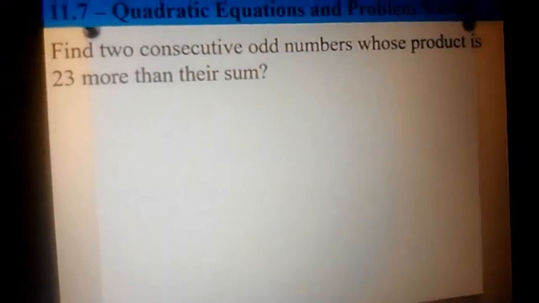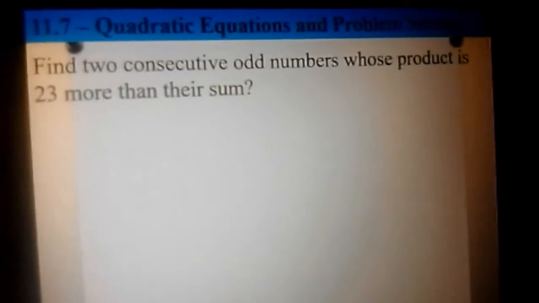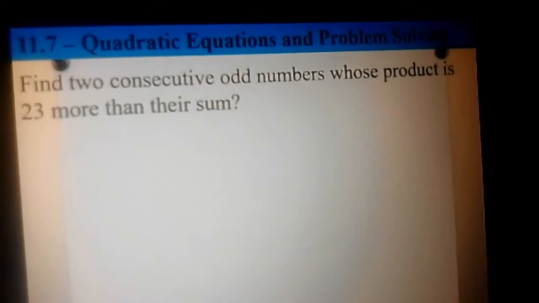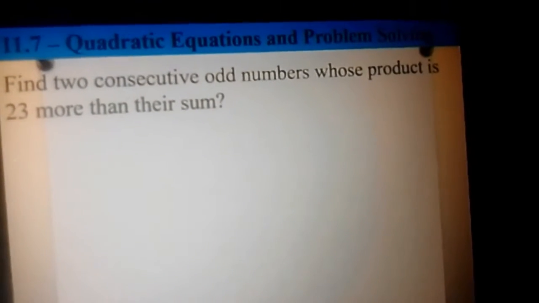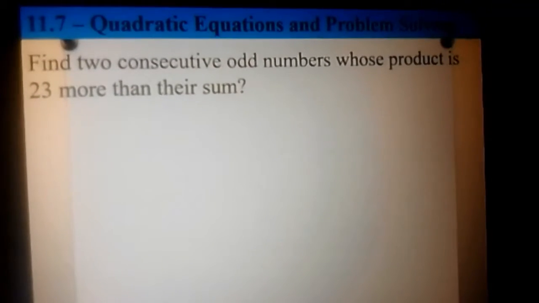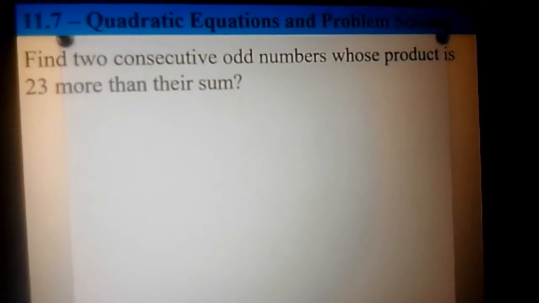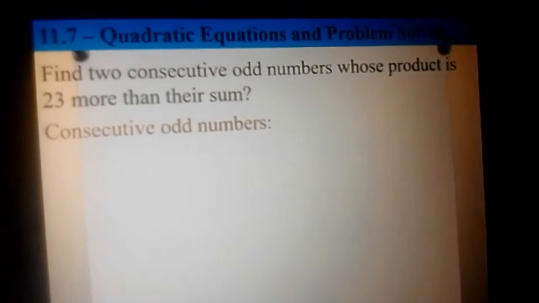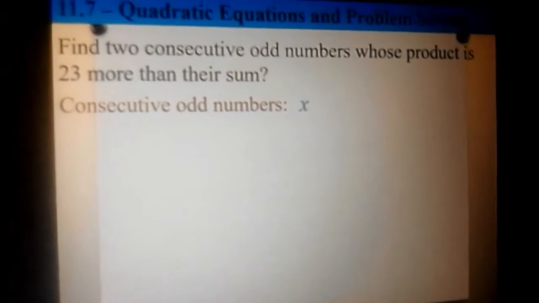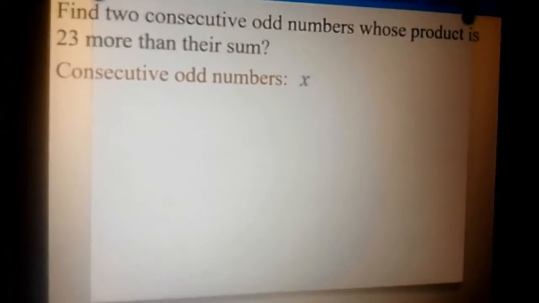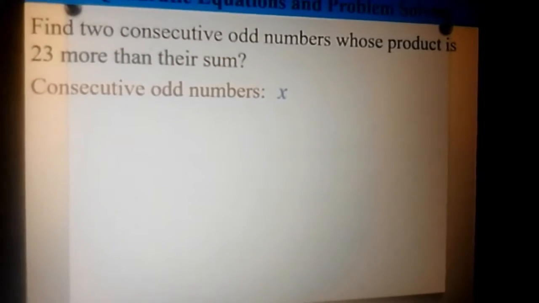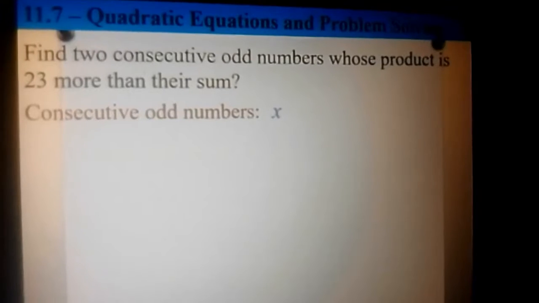So, let's have another example. Find two consecutive odd numbers whose product is 23 more than their sum. So, when we have two consecutive odd numbers, we would let our variable x be the first odd number. So, x is our first consecutive odd number. The odd numbers are 1, 3, 5, 7, 9, 11, and so on.